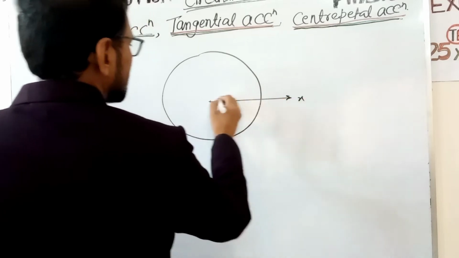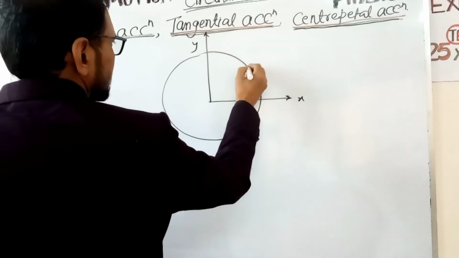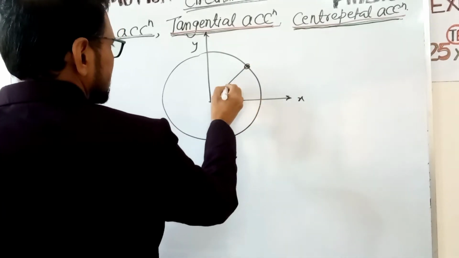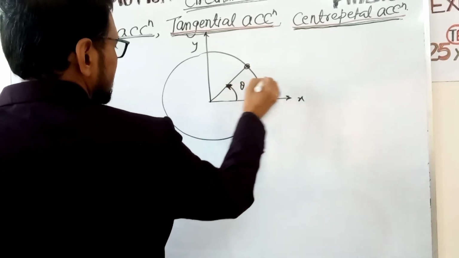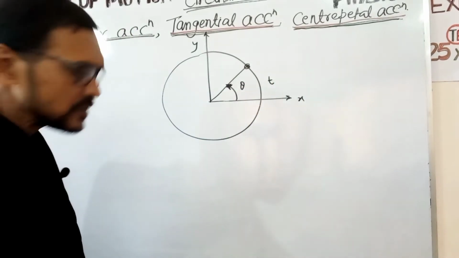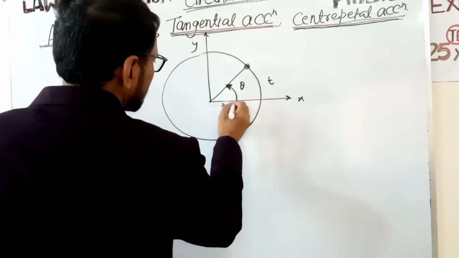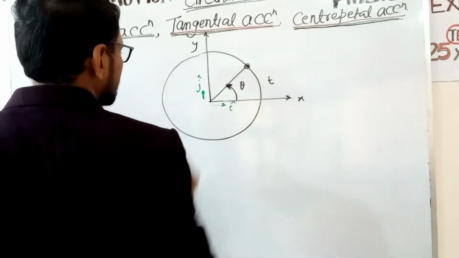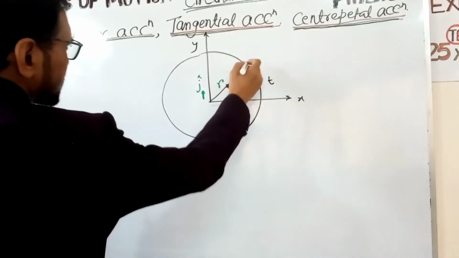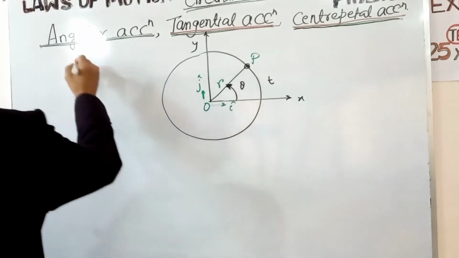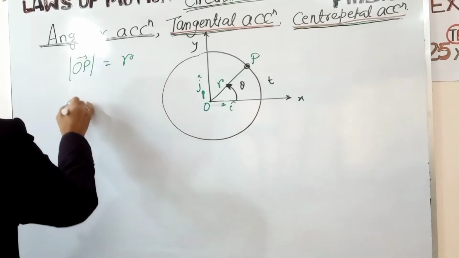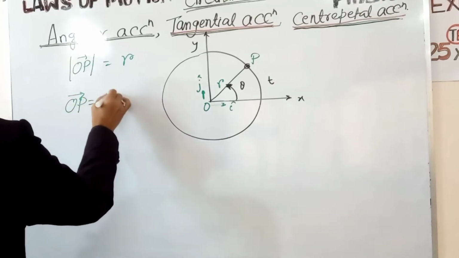This is the x axis, this is the y axis, and the particle is here, that is, its angular position is theta at time t seconds. Now we know the unit vector along x is i cap, and the unit vector along y is j cap. The radius is r. What is the position vector of that point? OP equal to r.